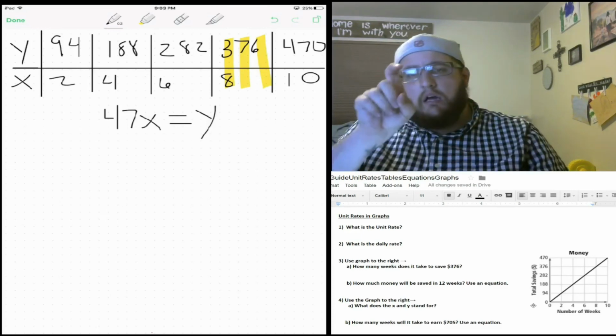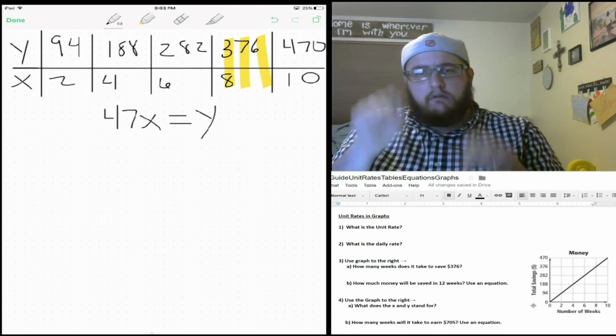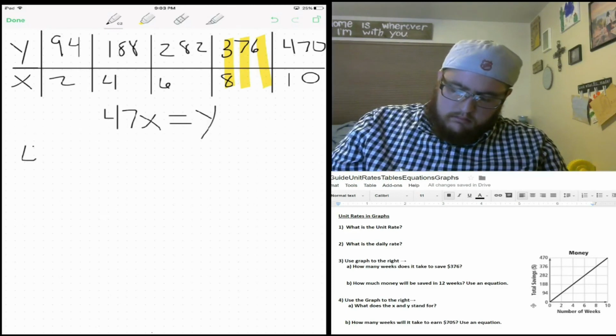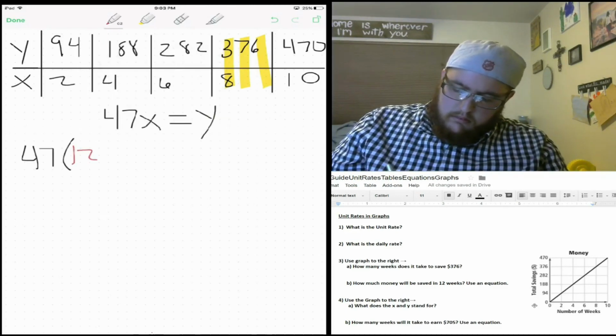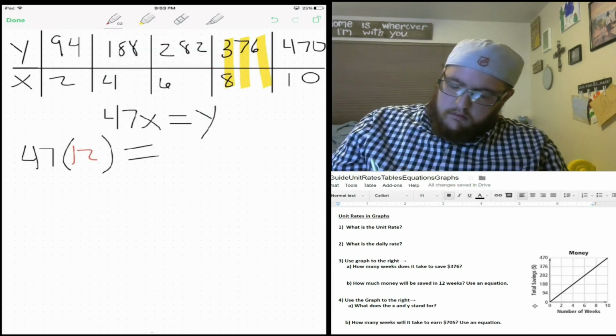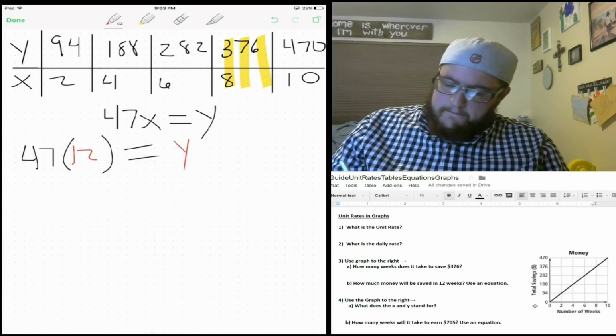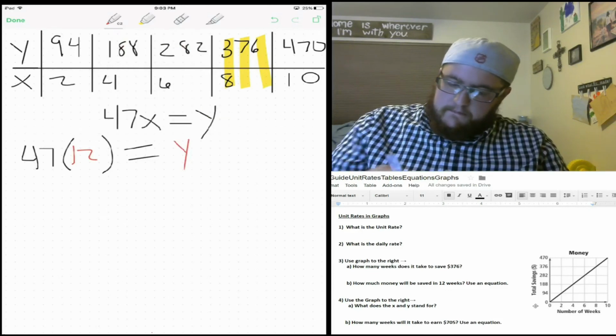Now, B asks how much money will be saved in 12 weeks. Use an equation. So we have our equation, and we're trying to figure out how much we'll have in 12 weeks. Well, weeks is on the x-axis, which means it's our x value. So instead of x, we can write 12. We can multiply that 12 by 47, and that should equal our y value.